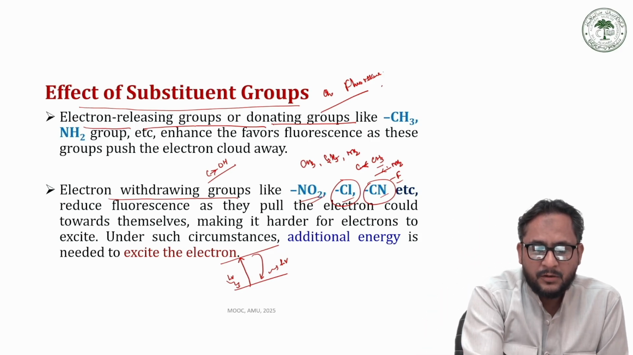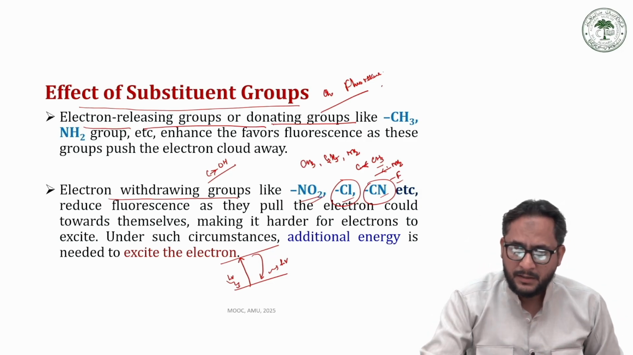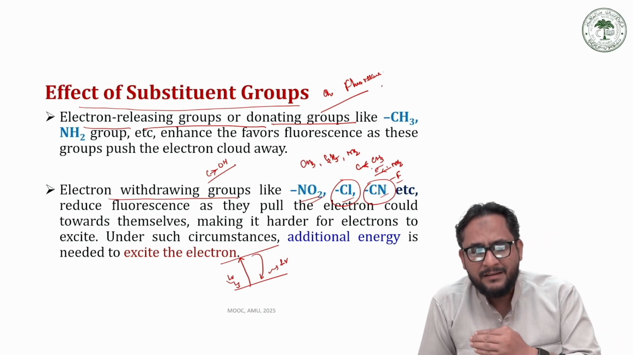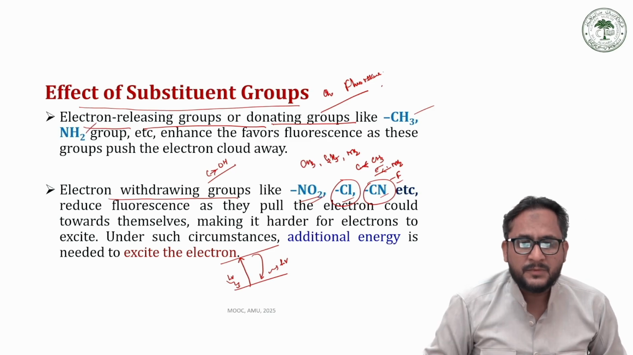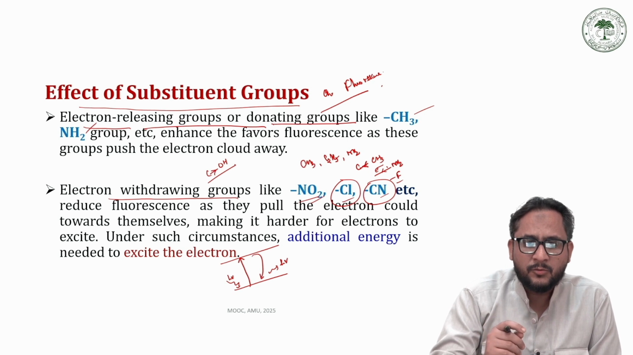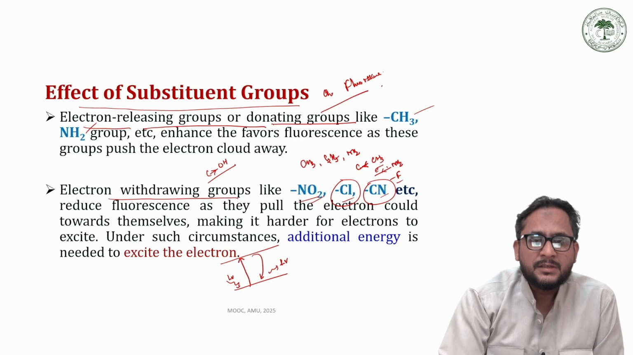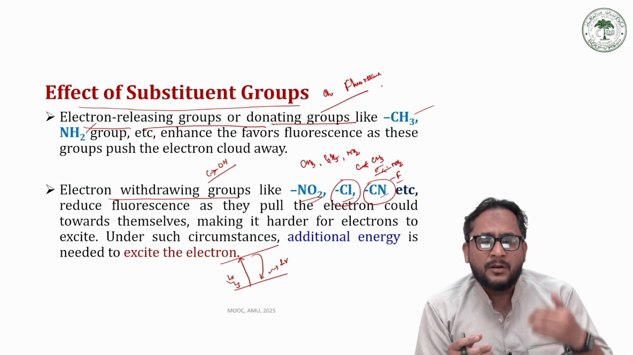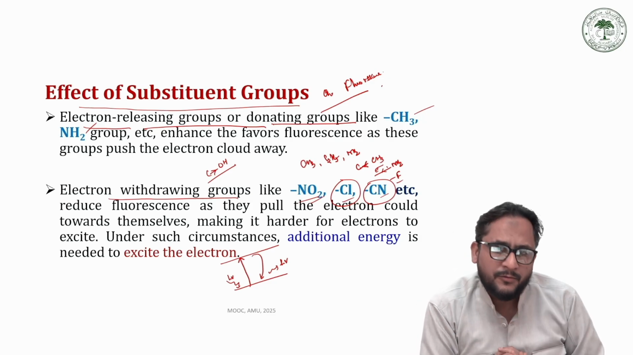So all electron releasing groups, because they release the electron pair, loosen the bond pair, and therefore the electron pair is less strongly held by these electron donating groups. Such electrons can be easily pushed from the ground state to the excited state, and therefore we can say that the presence of an electron releasing or electron donating group favors the phenomenon of fluorescence.